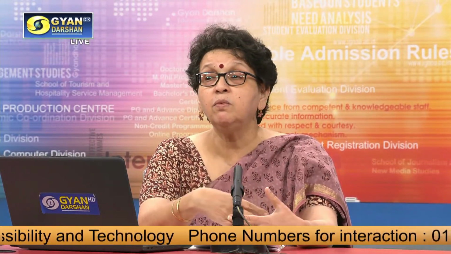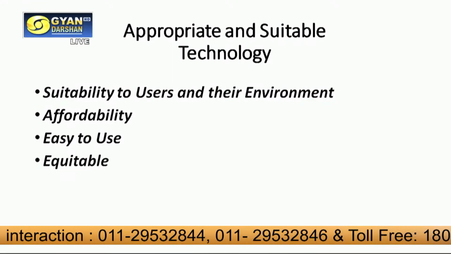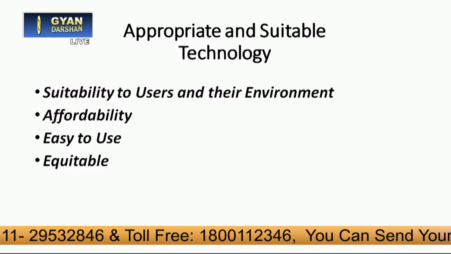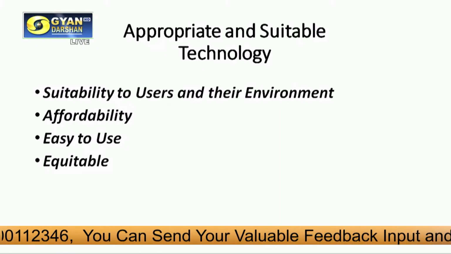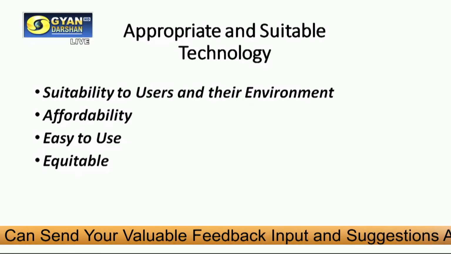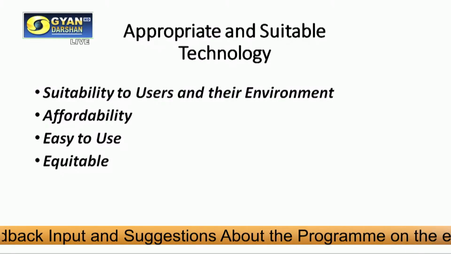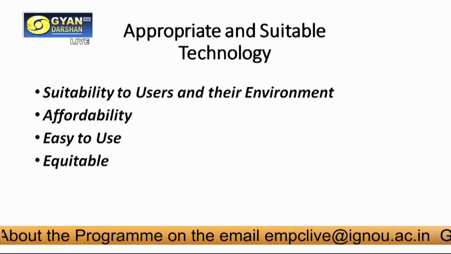So what really makes assistive technology good or useful? In other words, what are the qualities or the factors that lead to assistive technology becoming both appropriate as well as suitable? Remember, technology always has to be seen in the context of the people who use it and in the context of the society or the environment in which technology is being used. So is that technology suitable to users and their environment?